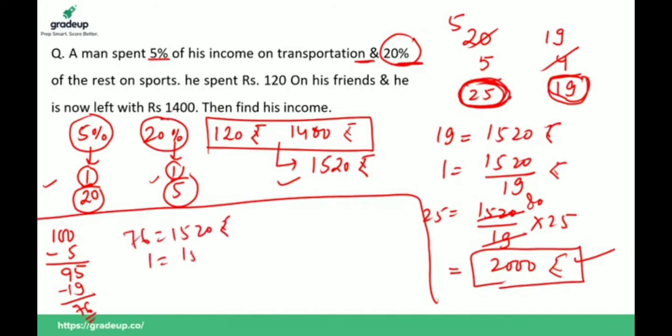1 will be equal to 1520 divided by 76, then 100 will be equal to 1520 divided by 76 into 100. We can solve it easily and we'll get our answer. So these are the two methods.